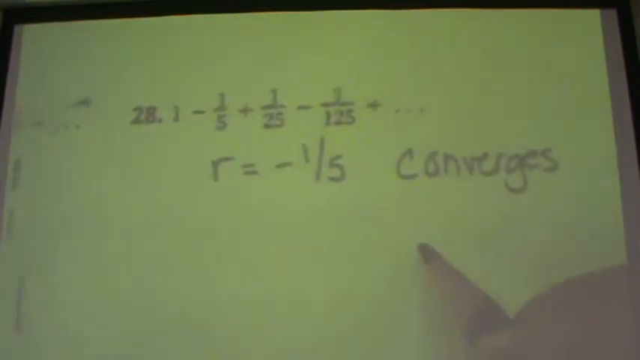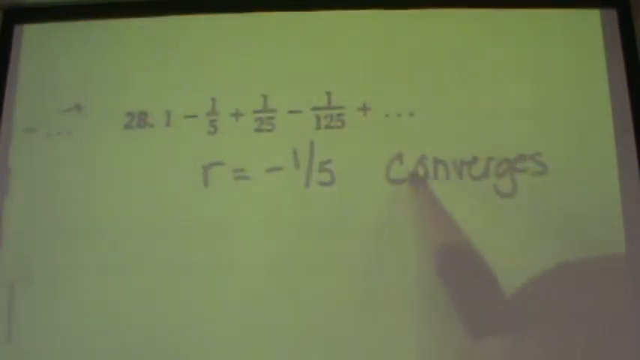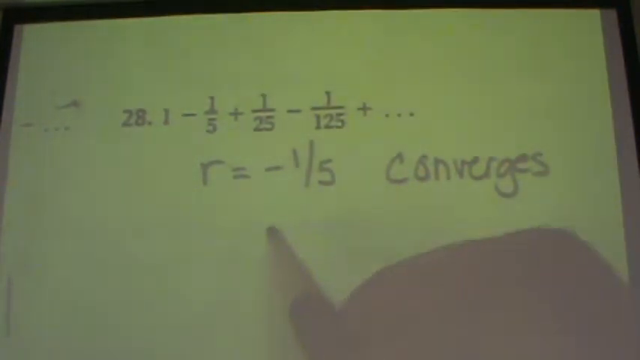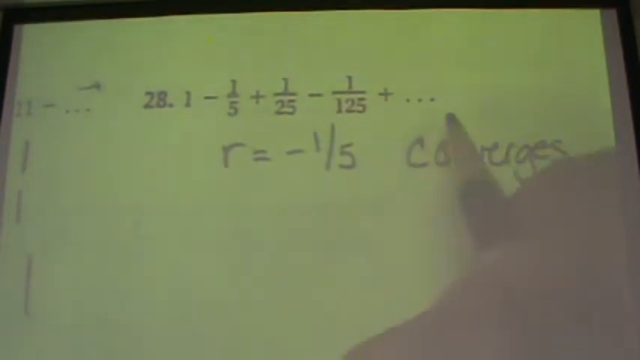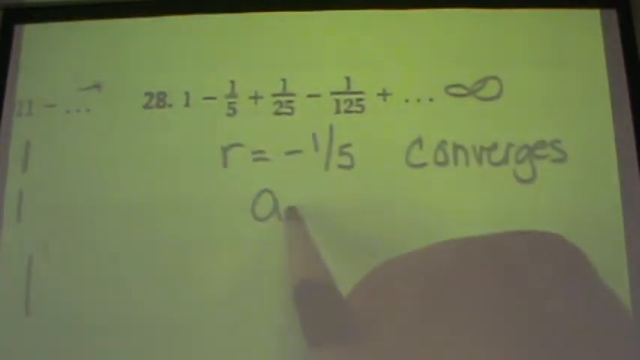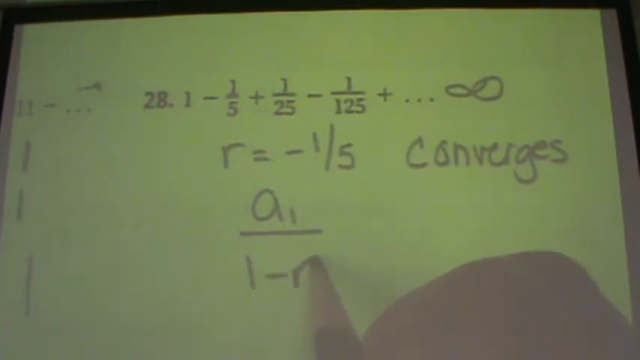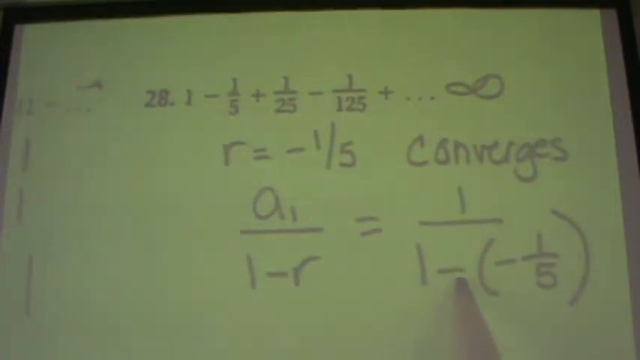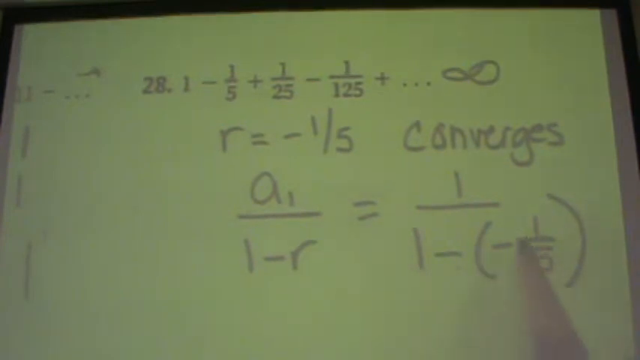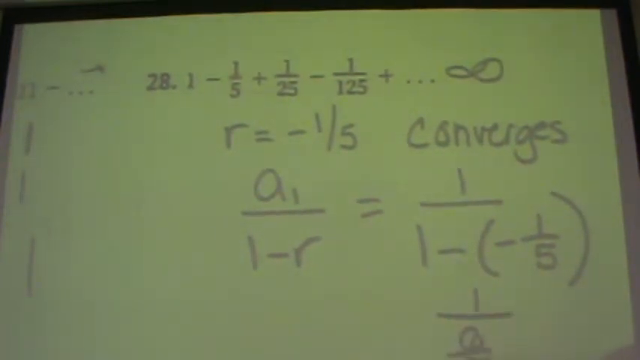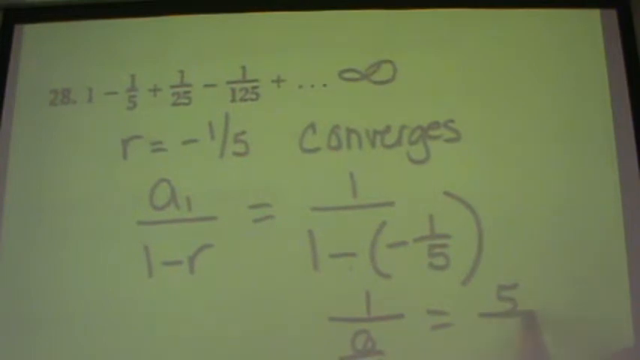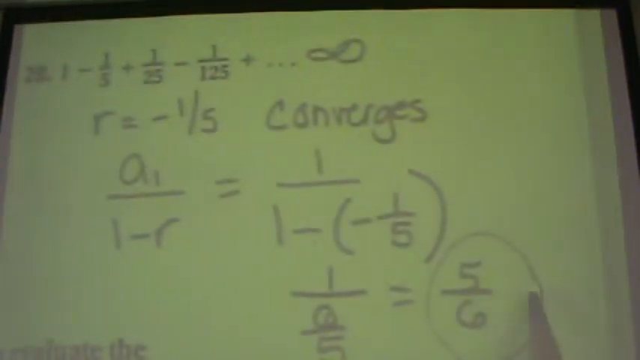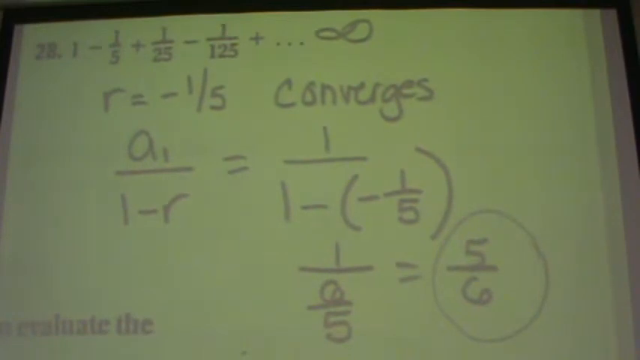How else can you tell that it's possible to do this, add to infinity? These numbers are getting smaller and smaller, so you can reach a number. So what's the formula to add to infinity? A sub 1 over 1 minus R. What's the first term? 1. What's the ratio? Negative 1/5, right? So it's 1 plus 1/5. Well, what's 1 plus 1/5? 6/5. Flip and multiply, and you get 5/6. So this sum approaches, it gets closer and closer to 5/6.